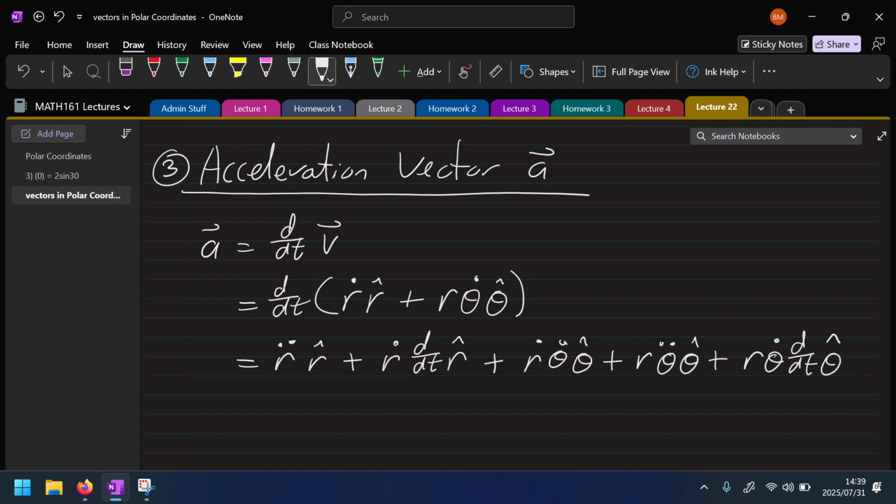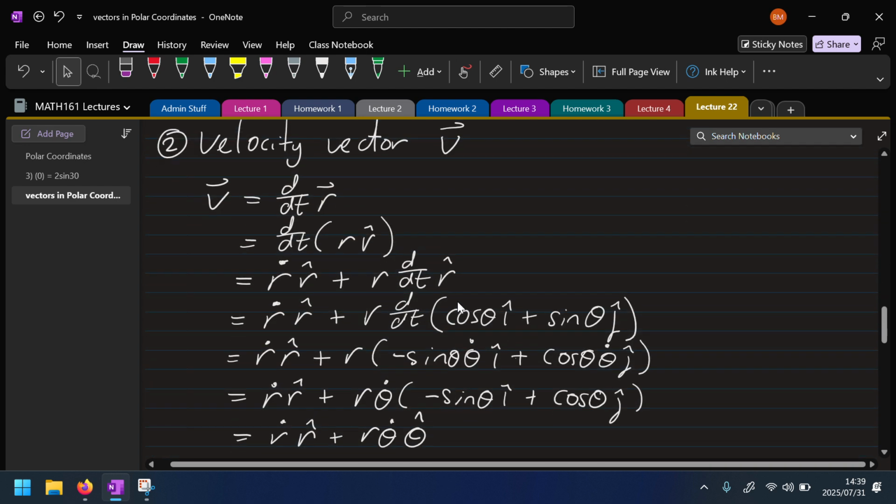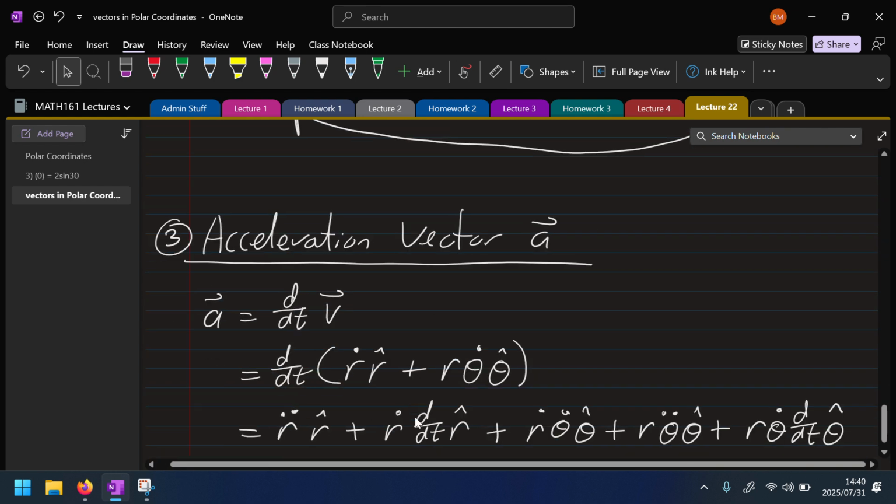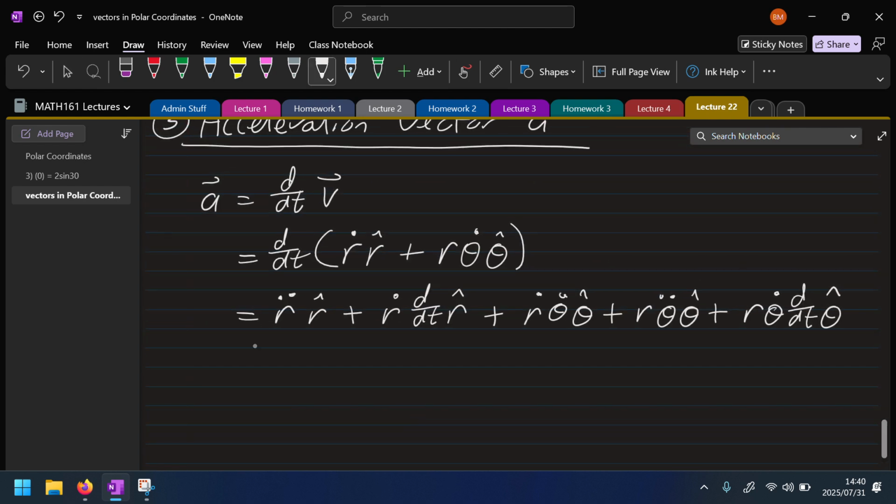Let's have a look at the first time derivative there, the d by dt of r hat. We did that already over here. And we saw that d by dt of r hat was theta dot theta hat. So we can fill that in. Again, that was theta dot theta hat. Plus, we can just copy the rest here.